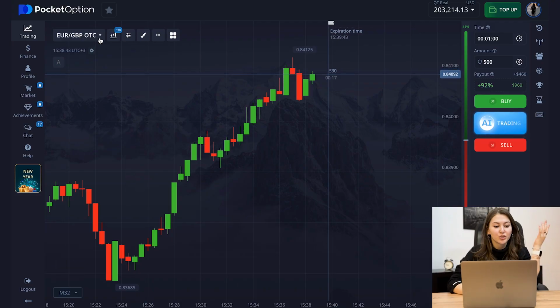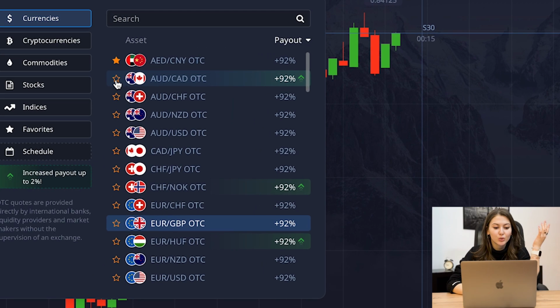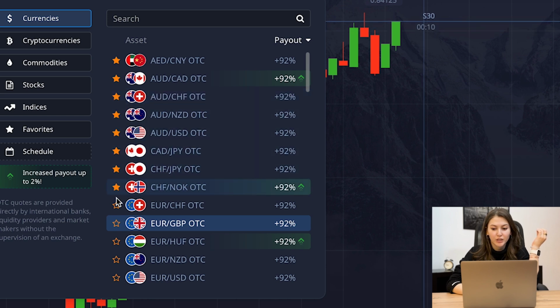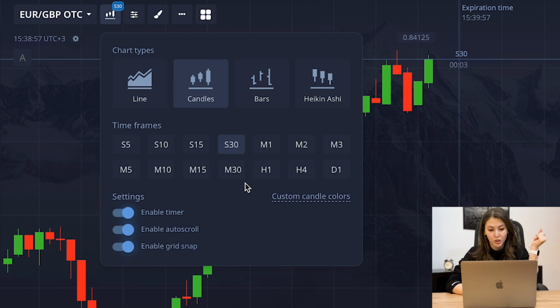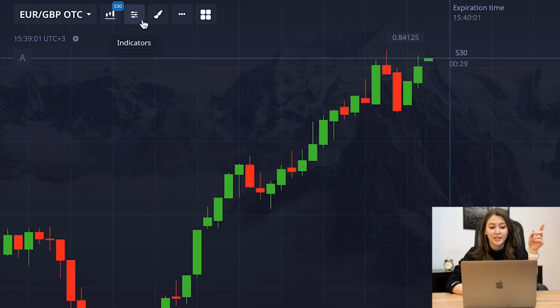We're gonna start as usual with choosing the assets with the biggest payouts and, as much as possible, fit in our screen. The timeline for the candles, the main one, we're gonna use 30 seconds as usual, but we're gonna change them to double check our deals.